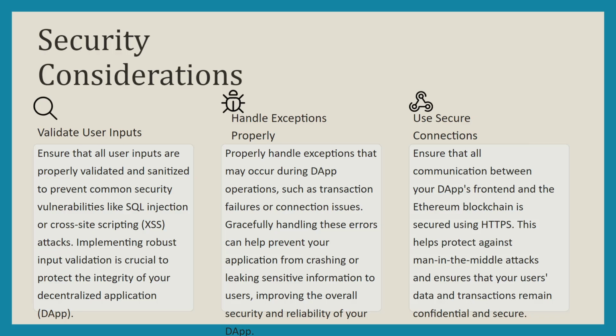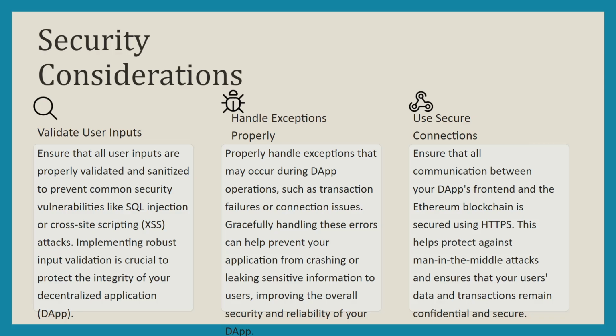Security considerations you have to take into account, right? So first, you have to ensure that you validate all user inputs. Ensure that all user inputs are properly validated and sanitized to prevent common security vulnerabilities like SQL injection or cross-site scripting, which are also called XSS attacks. Implementing robust input validation is crucial to protect the integrity of your decentralized application.